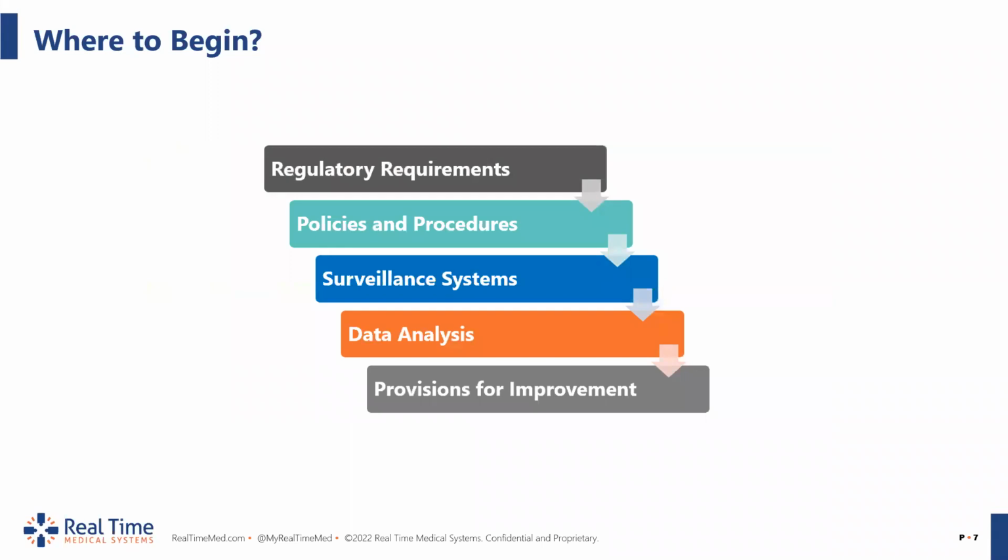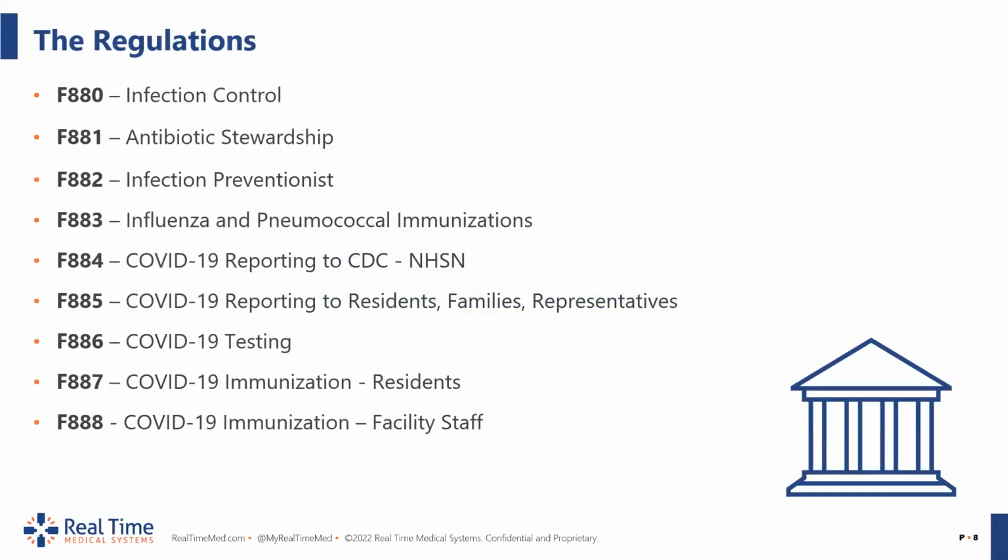So where do we begin here when we look at our infection prevention and control practices and our antibiotic stewardship? Well, obviously we're going to talk about our regulatory requirements, and then we know that with everything in long-term care, we have to take those regulatory requirements and then develop our policies and procedures based on that regulatory guidance. Then, specifically when we talk about infection prevention and control, what systems do we have in place for our surveillance? And hopefully I'll be able to identify for each of us how important and significant that is to the success of our programs. Then also, what is your data analysis telling you? And then are we able, based on all of that information, to put in provisions for improvement?